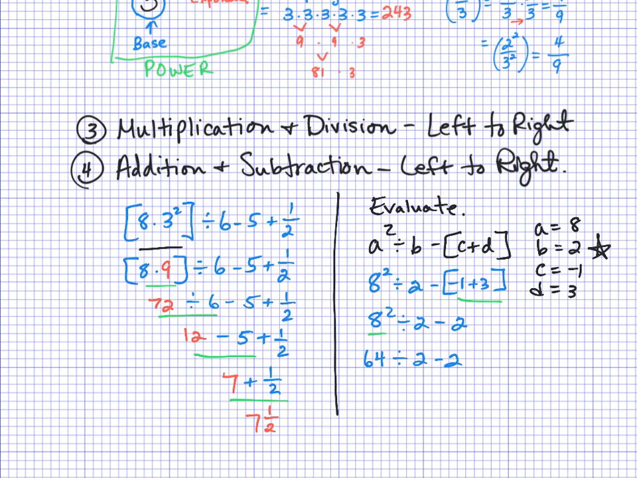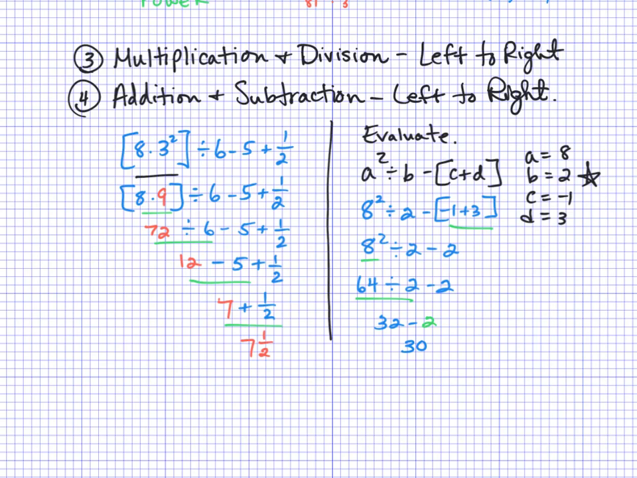Now I need to do my multiplication and division. 64 divided by 2 is 32. So 32 minus 2. And that gives me 30. So here, I did something called evaluate and then simplify.